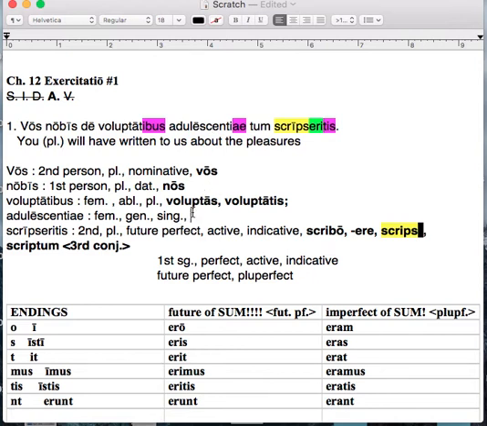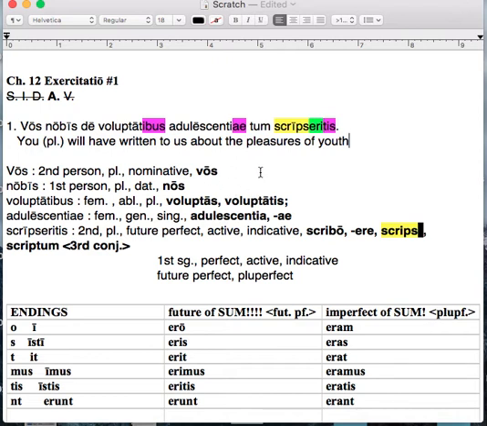Alright, feminine genitive singular. It comes from one of our new words, adolescentia, which means youth or youthfulness, or as you can probably guess from the English word that derives directly from it, adolescence, which means youth, or a time of youthfulness, or being young. Wow, those are the good days. Okay, so let's pop that in here. When we translate the genitive, we add of. So you will have written to us about the pleasures of youth or adolescence.